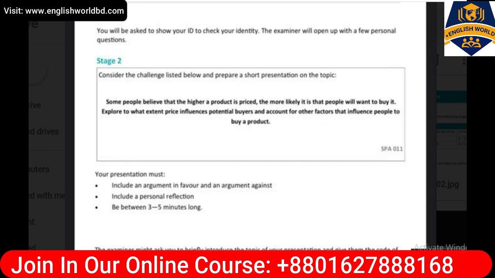That means some people are saying that, talking about the price, if a product's price is much higher, in that case people would like to buy it generally. For example, you went to a shopping mall and you'd like to buy a smartphone or something like that.